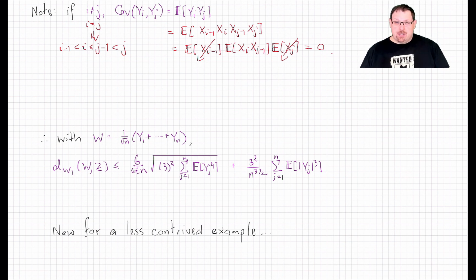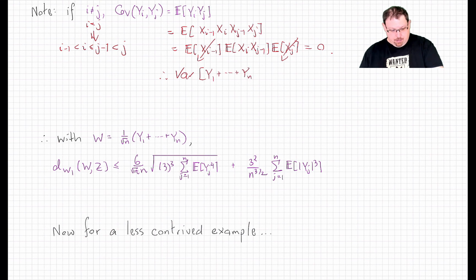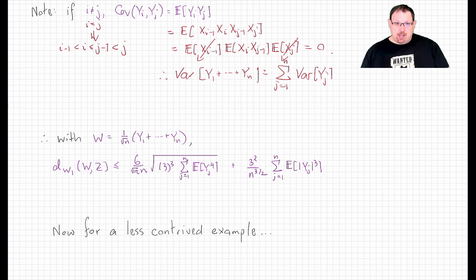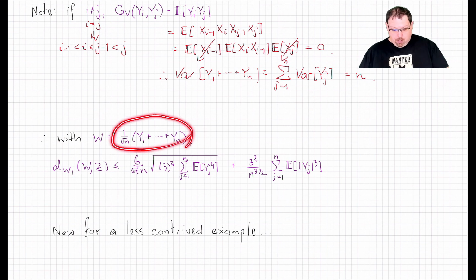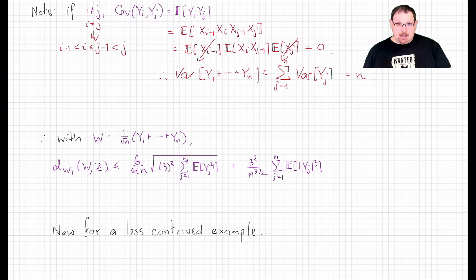And of course, the variance of a sum of uncorrelated random variables is the sum of the variances. But the variance of yj, which is the second moment of yj since it's centered, is the square of the second moment of xj, and xj was standardized to have variance 1. And so this just gives us that the variance of the sum is n, just like in the classic case. Therefore, if we take the standardized sum, it's just 1 over root n times the sum of the y's, and the Stein bound that we just stated on the previous slide gives us the following.